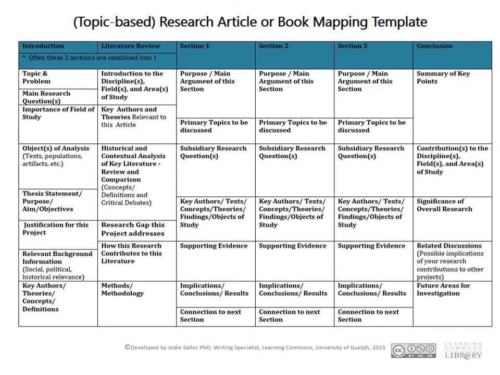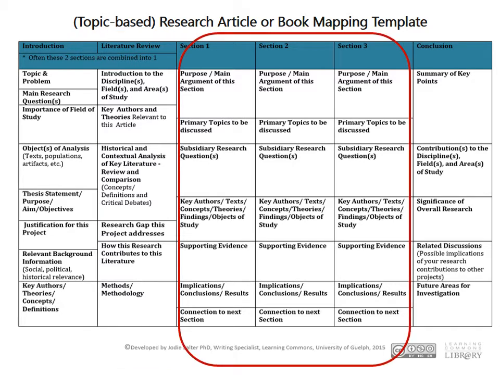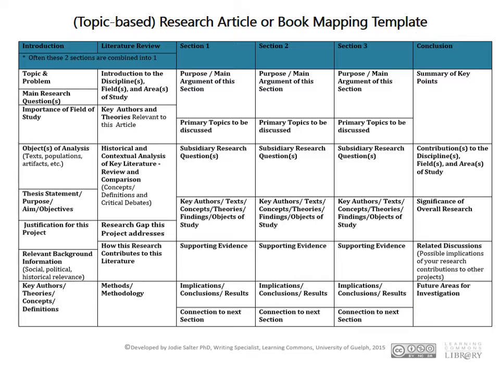In this video, I will highlight the topic-based research article or book mapping template. Each template includes the master outline, like we see in this image here, plus an 8 to 11 page workbook with each page corresponding with one column. Each column represents a chapter, with the introduction on the far left, followed by the literature review, then multiple chapters comprising the middle section, and the conclusion on the far right column. The number of body chapters in the middle depends upon the length of the project.